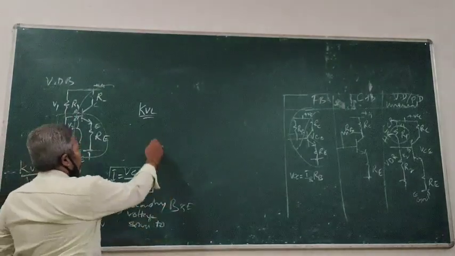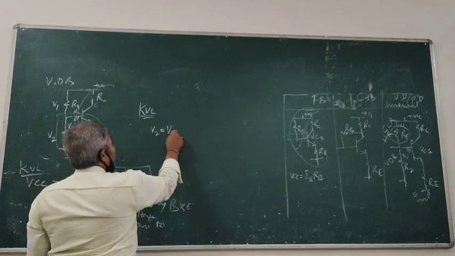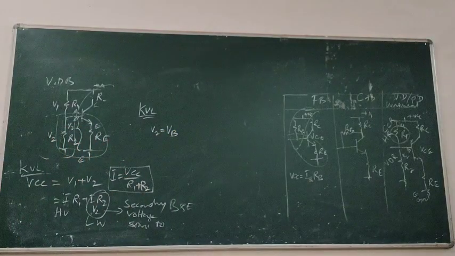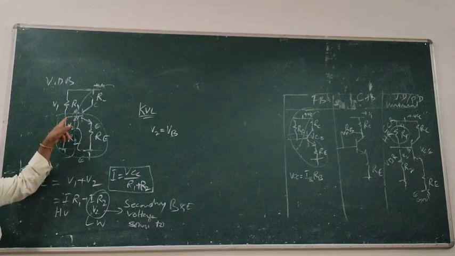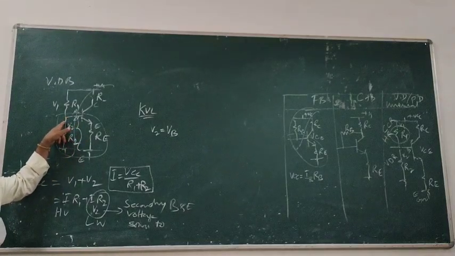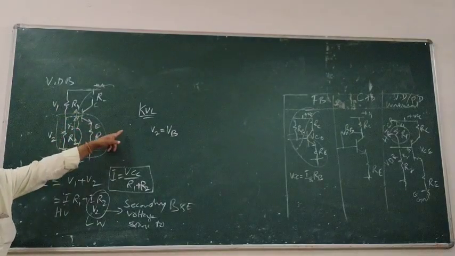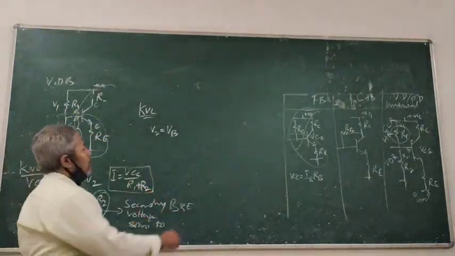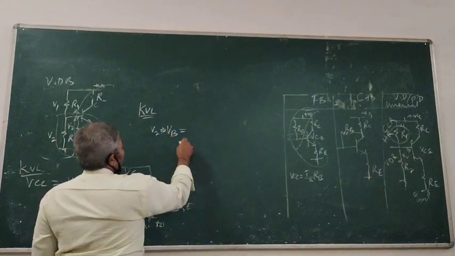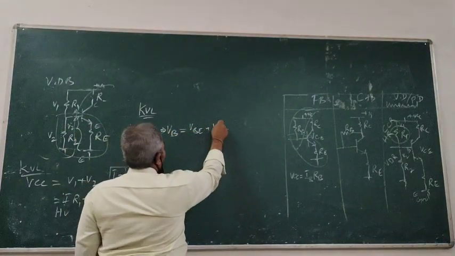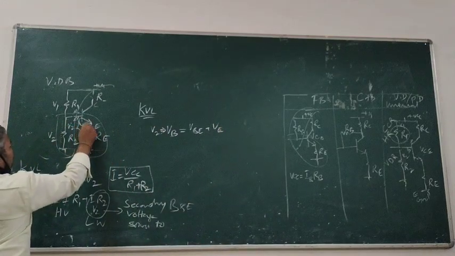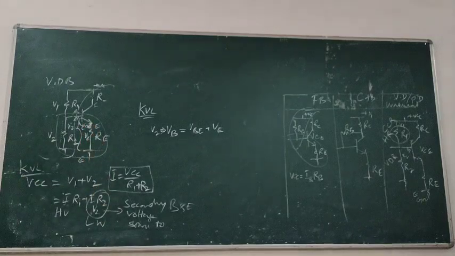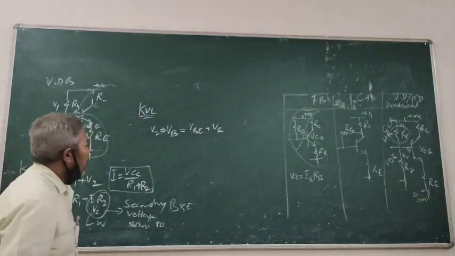Now I can say V2 is equal to VB. It is called the biasing. Biasing is given to the transistor in a voltage divider bias from the junction of R1 and R2 to the base. So that is called V2 or VB. What does VB have? VBE plus VE. Clear? VBE plus VE.